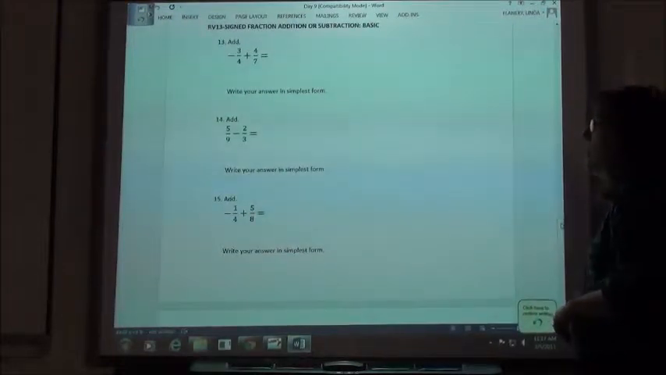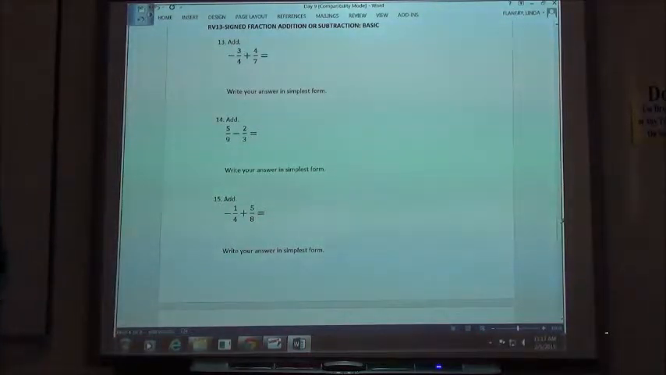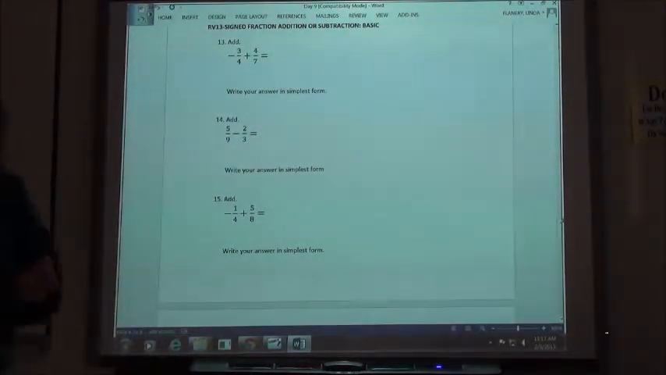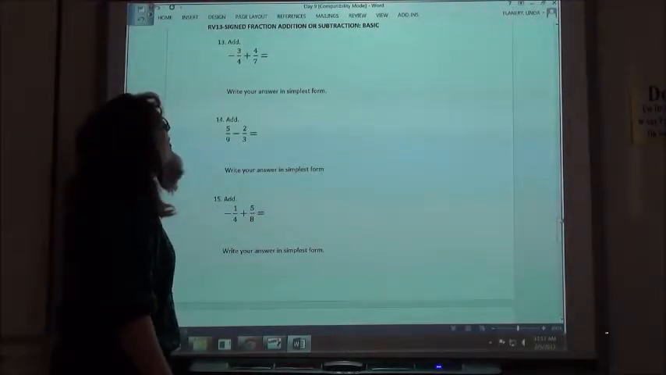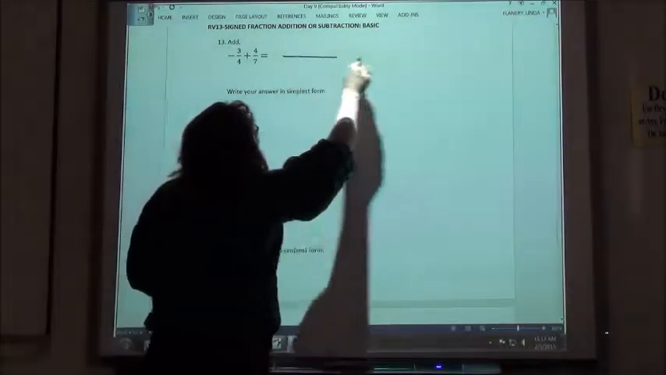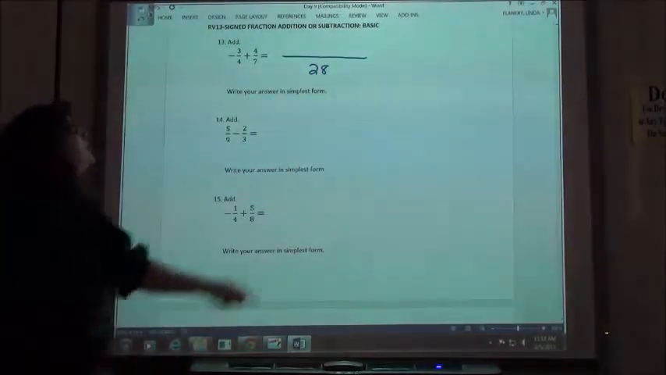13, 14, and 15, I'm adding fractions. Adding and subtracting fractions. When I add and subtract fractions, I have to have a common denominator, and I always want my denominator to be positive. So if there is a negative, I'm going to apply it to that top number. My common denominator here is 28. I then make my equivalent fractions.